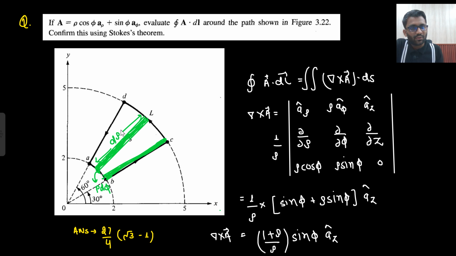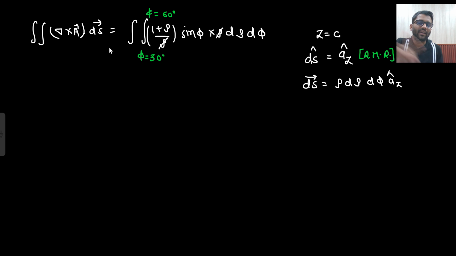This is your rho d phi, this is your d rho. So in rho d phi, the limit will be put for d phi only. Phi is going from 30 degree to 60 degree and rho is going from 2 to 5. One thing I told you: always we will write down the limit from bottom to top, or from decreasing to increasing, 2 to 5. Well and good. And how this came, that also is clear.